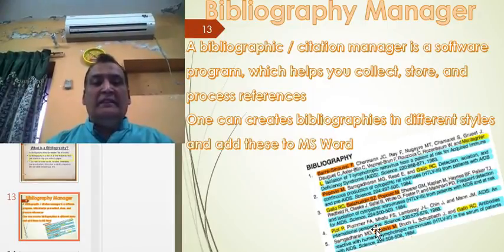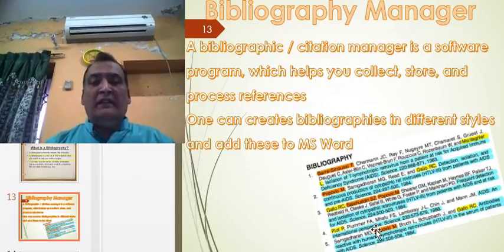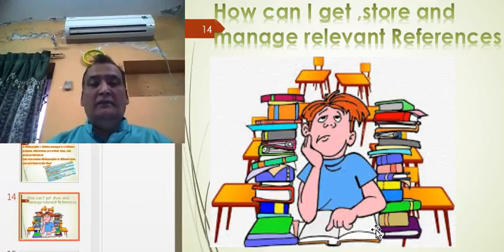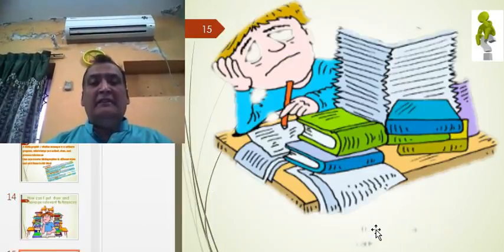So what is a citation manager or bibliographic manager? The bibliographic or citation manager is a software program which helps you to collect, store, process references. Once you have created these references, it will help you create a bibliography in different styles and add these references to Microsoft Word. So how can I get, store and manage relevant references?